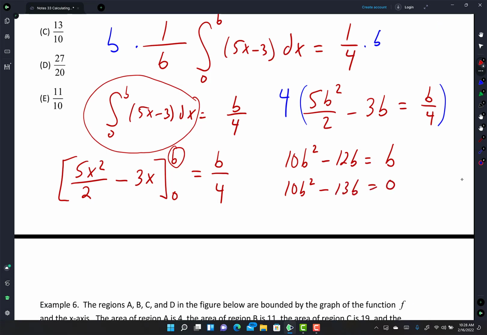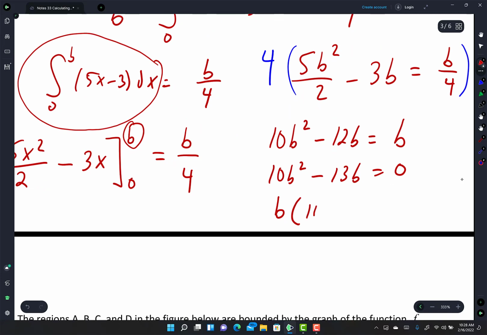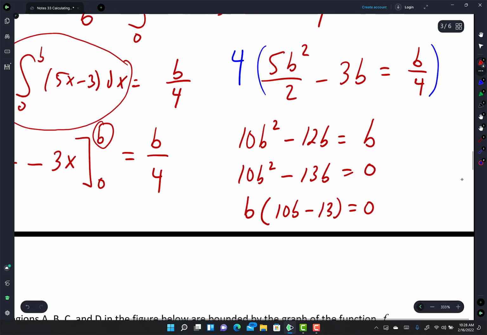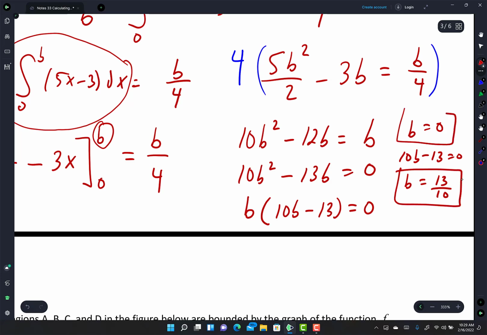Are we still okay? I'm going to factor out a b. I'm just doing algebra, guys. So let's see what I have: b times 10b minus 13. So it looks like I have two answers. Only one of them is valid. One b value can be 0, or the other b value can be, well, if you don't see it, let me show you. 10b minus 13 equals 0, so b equals 13 over 10. Do you guys see that? Why can it not be b equals 0?